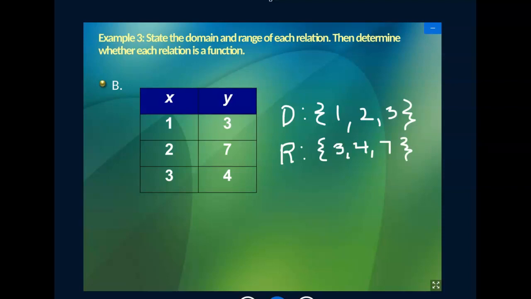The range is 3, 4, 7. Looking at the x's, none of those repeat. So since none of my x values repeat, it is a function.